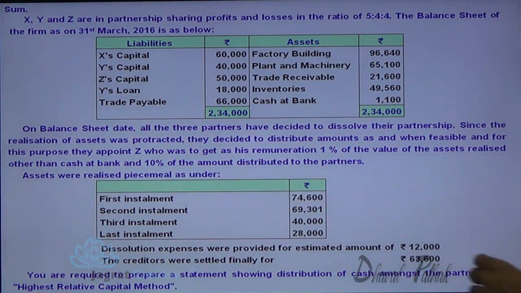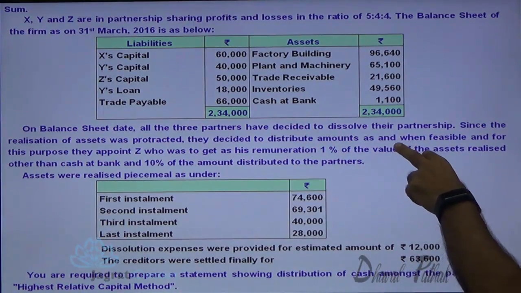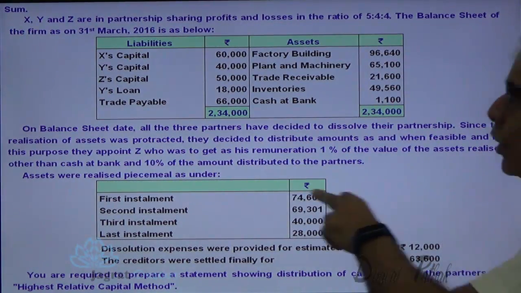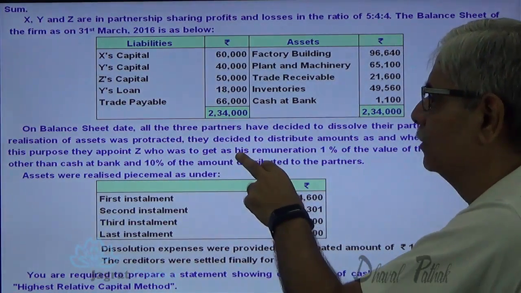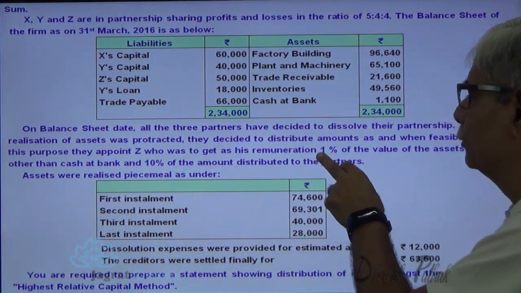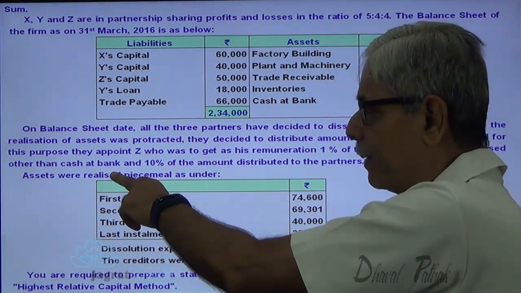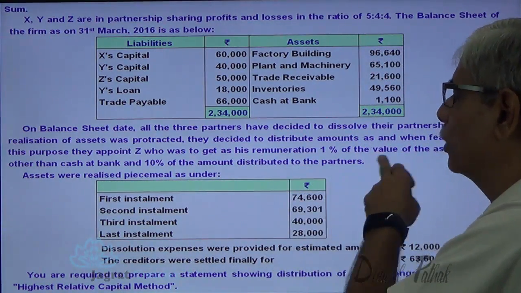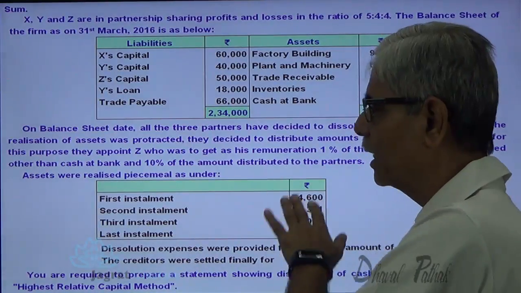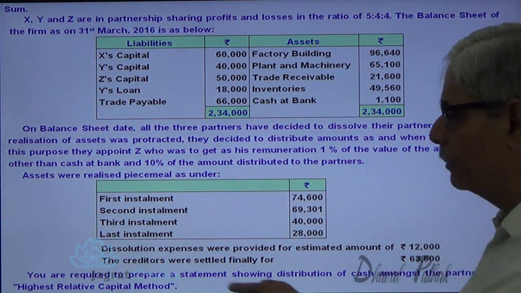Since the realization of assets was protracted, they decided to distribute the amount as and when feasible, and for this purpose they appoint Z, who was to get as his remuneration 1% of the value of assets realized other than cash at bank, and 10% of the amount distributed to the partners. Assets were realized piecemeal as under: first installment, second, third and fourth last installment.